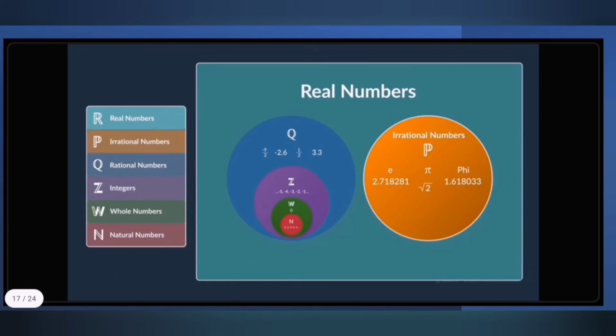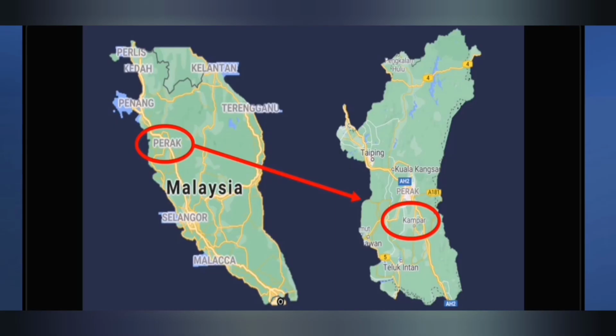So here we have the real numbers. Real numbers are simply all the rational and the irrational numbers combined. Kindly pay close attention to how certain number sets are contained in the other, but just remember that even though saying that a person is in Kampar means they must also be in Perak, in reverse, isn't it always correct? If this person is in Perak, it doesn't mean that they are in Kampar. Maybe they are in Ipoh or wherever else in Perak.